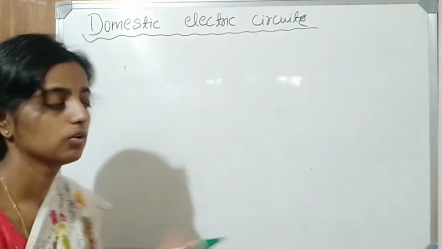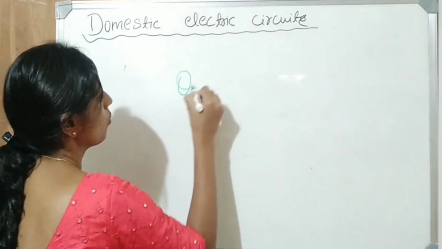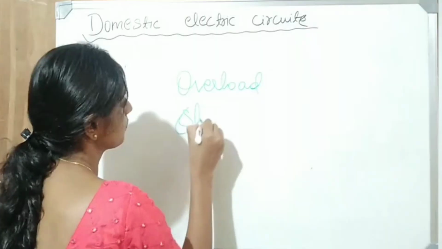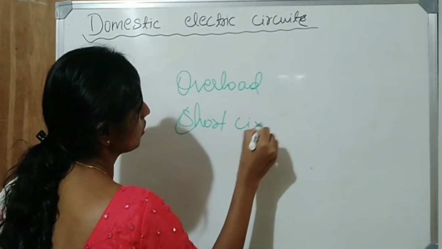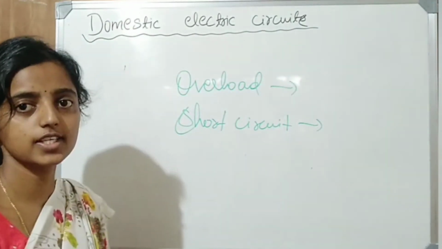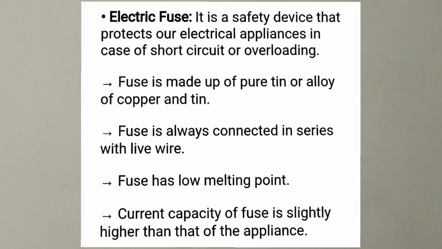Now let us recall what we studied earlier, that is overload and short circuit. And I won't tell much about this because we already studied this one, right? So let us quickly recall what is a fuse. It is a small piece of tin and lead alloy which has high resistance and low melting point, and it is a device which we use to protect an electrical appliance from overload and short circuit.